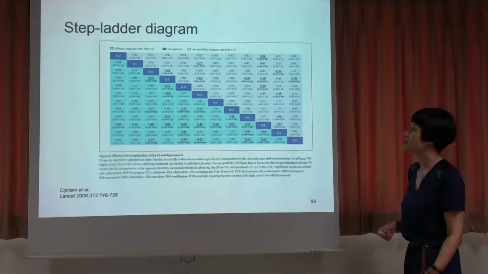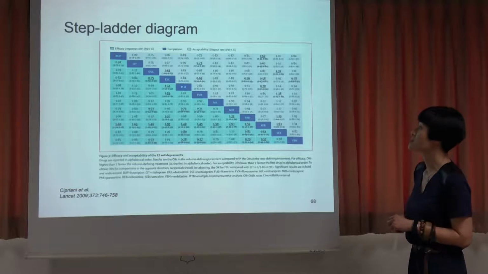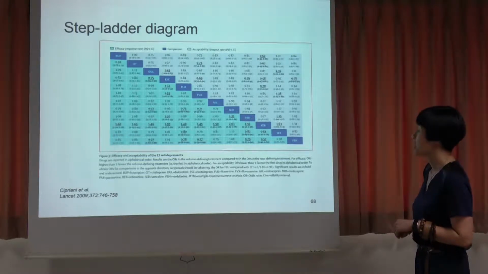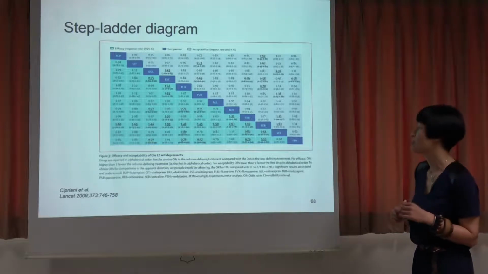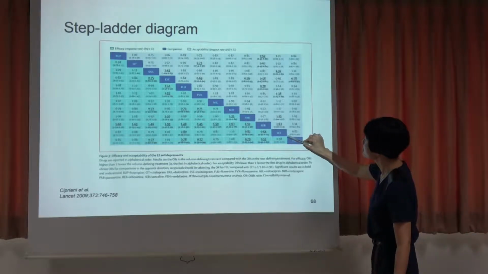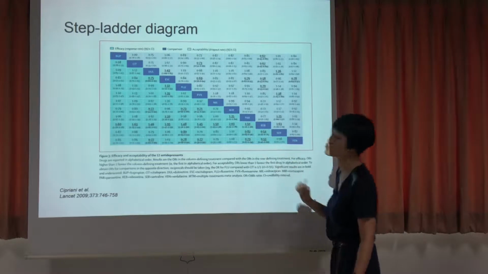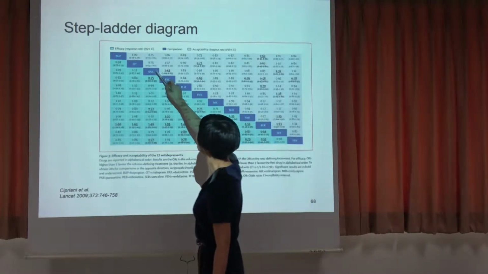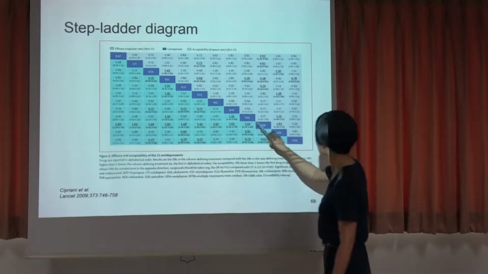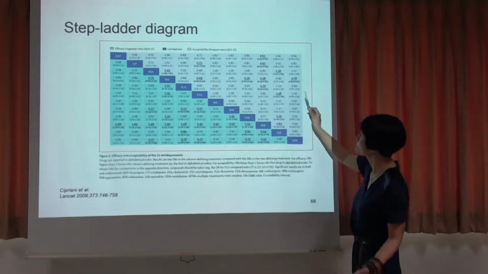The other results that are useful in the network meta-analysis is a step-ladder diagram. And it gives you basically all the comparisons between the pairs. So this diagonal are all your treatment comparisons. So you've got about 12 of them. And so these are for 2 different outcomes.